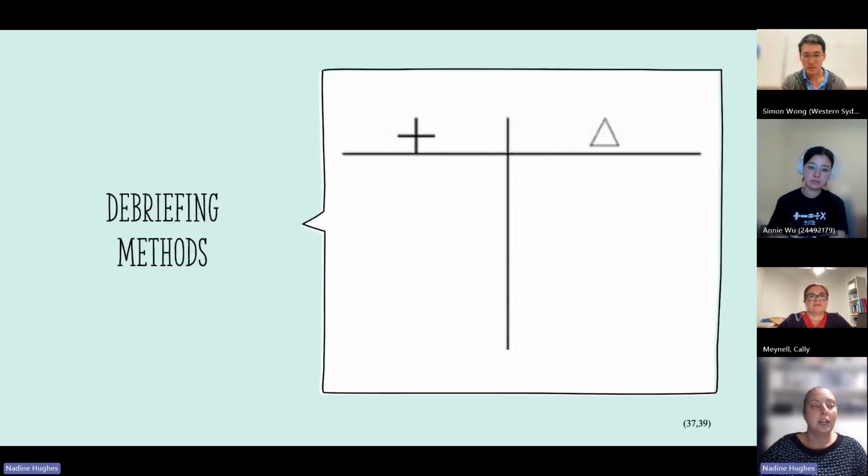And finally, how do we debrief? So have you guys heard of the plus delta method? Yeah, so it's a very commonly used method, involving group discussion on what went well and what should be changed or improved for the next time. So it's a really easy way to learn and implement.